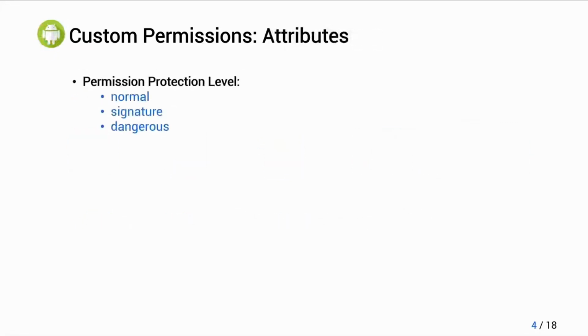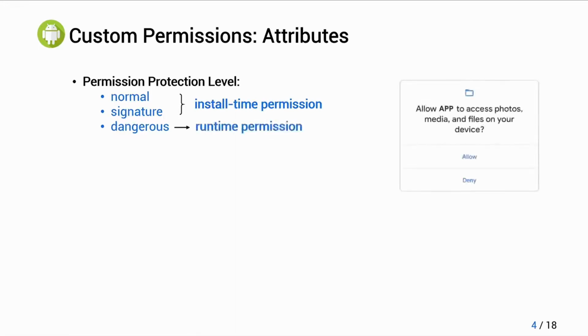In Android, permissions are mainly divided into three protection levels. Normal and signature permissions are granted when installing an app. Thus, they are also called install-time permissions. On the other hand, the user can choose to grant or deny dangerous permissions at runtime. Therefore, dangerous permissions are also called runtime permissions.